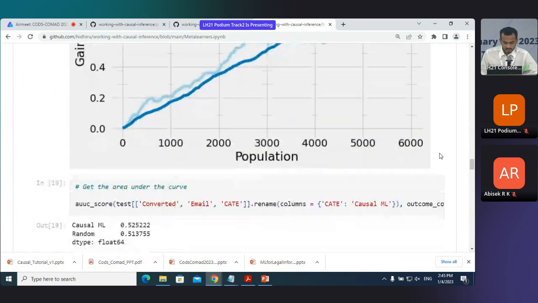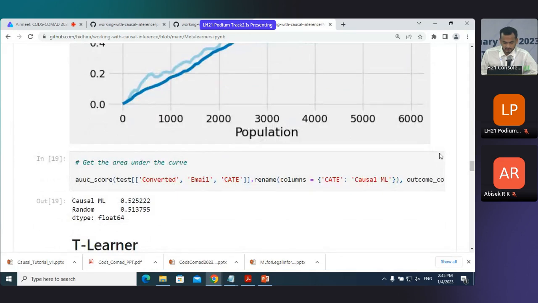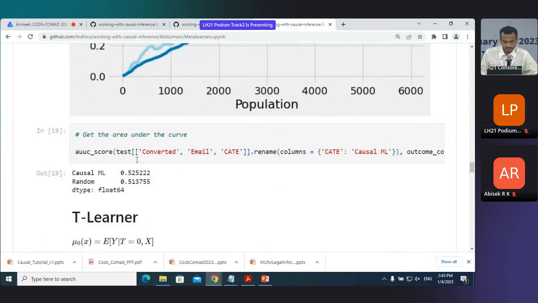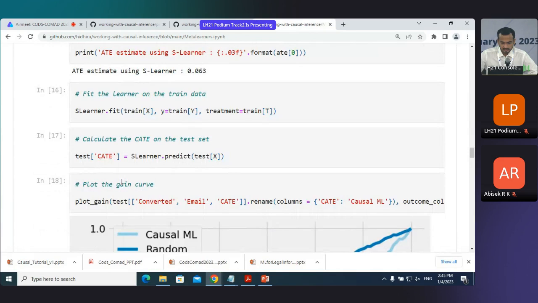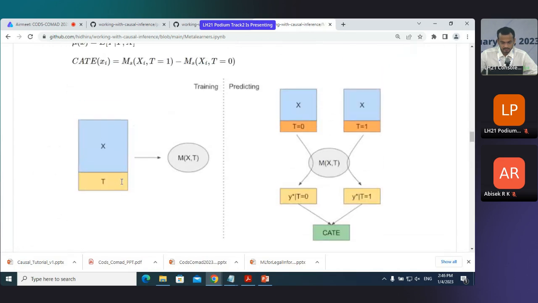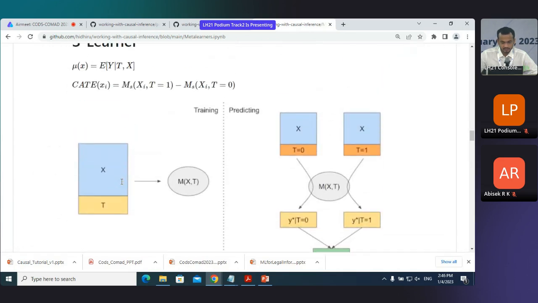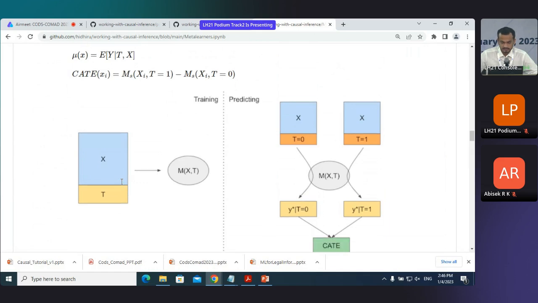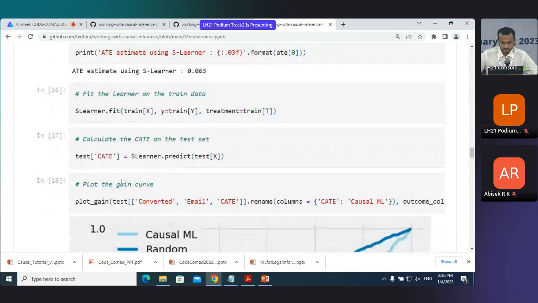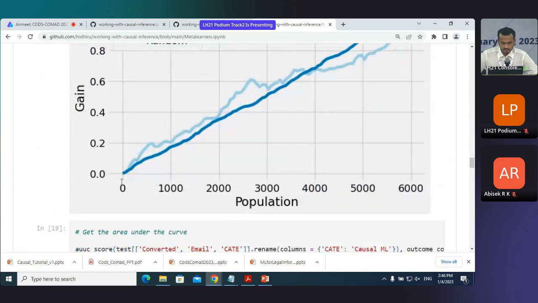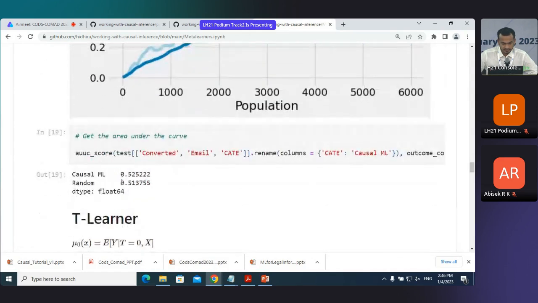So compared to random, it's more or less the same. The area under the uplift curve is 0.52 compared to 0.5 of random. One disadvantage with S-learner is that if the treatment is weak or if other covariates have stronger influence, the effect of treatment would be diminished, and so it has a tendency to predict zeros for the effect.